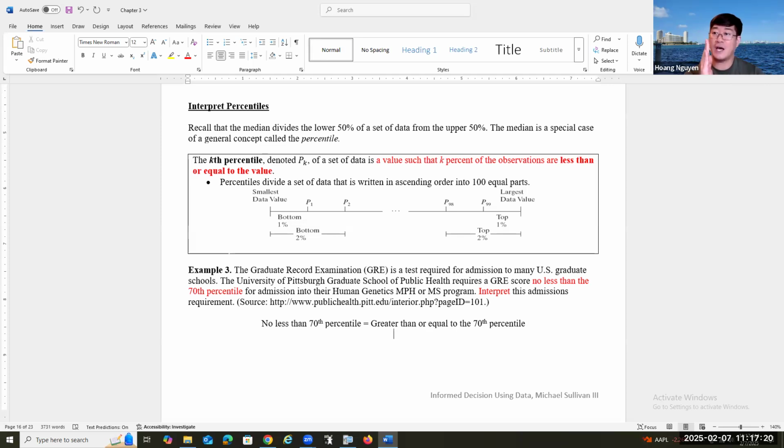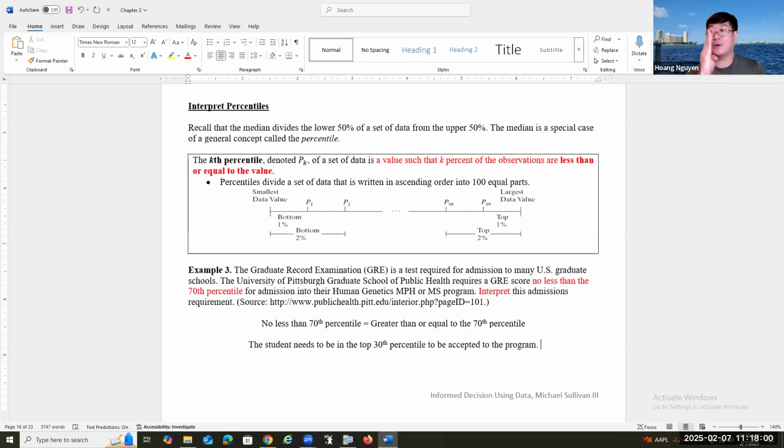So what is the meaning of the 70th percentile? It separates the bottom 70% and the top 30%. So the score has to be greater than or equal to the 70th percentile, which means the student needs to be in the top 30% to be accepted to the program.